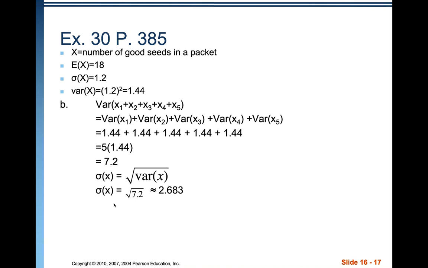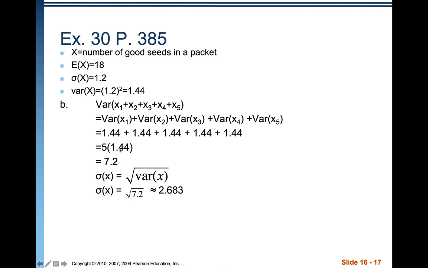We want to find the variance of the same thing, and so we're going to do the variance of x1 plus the variance of x2 plus the variance of x3 plus the variance of x4 plus the variance of x5. And so that's going to give me 1.44 plus 1.44 plus 1.44 plus 1.44 plus 1.44. So 5 times 1.44, and we get 7.2.